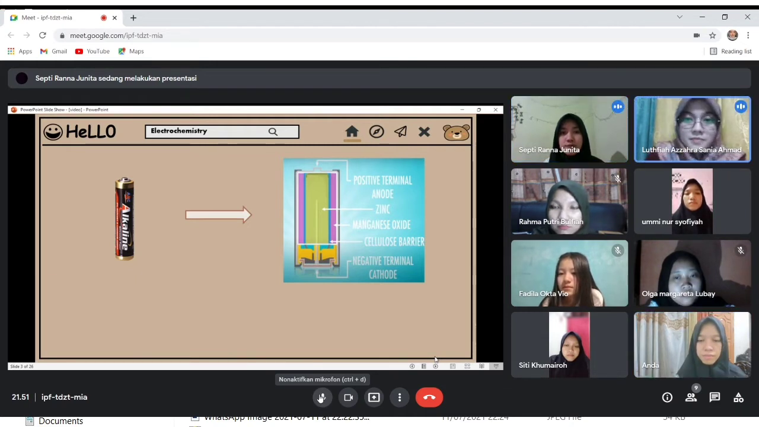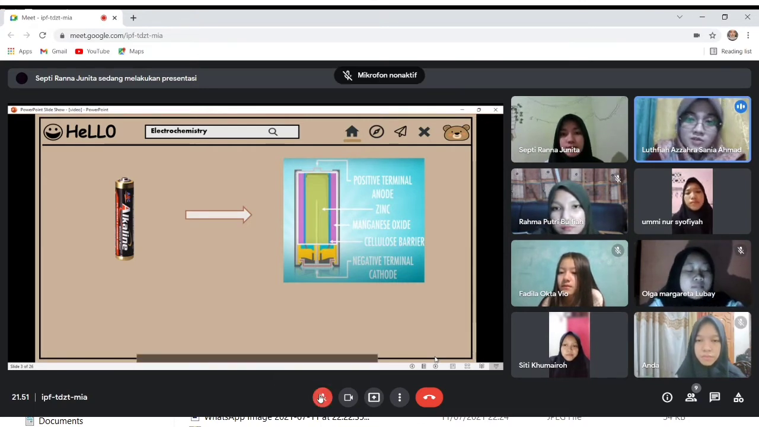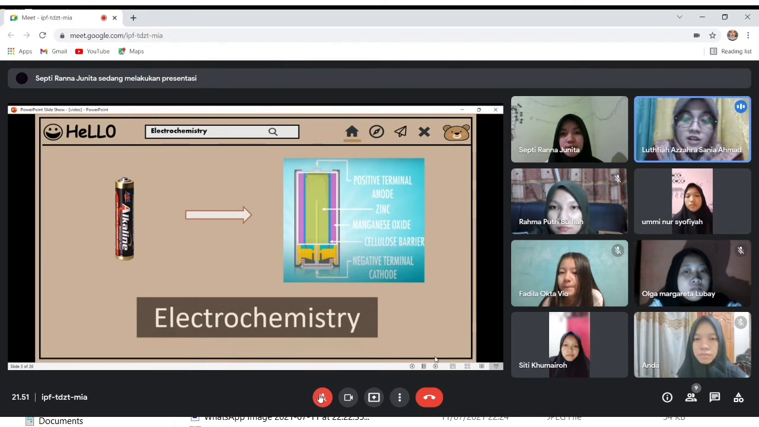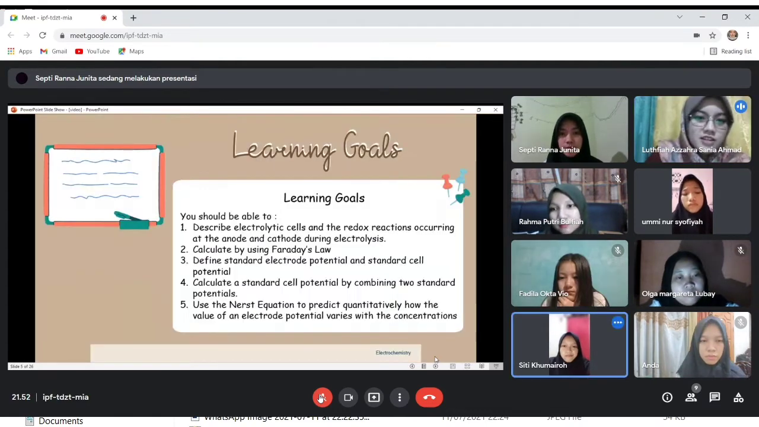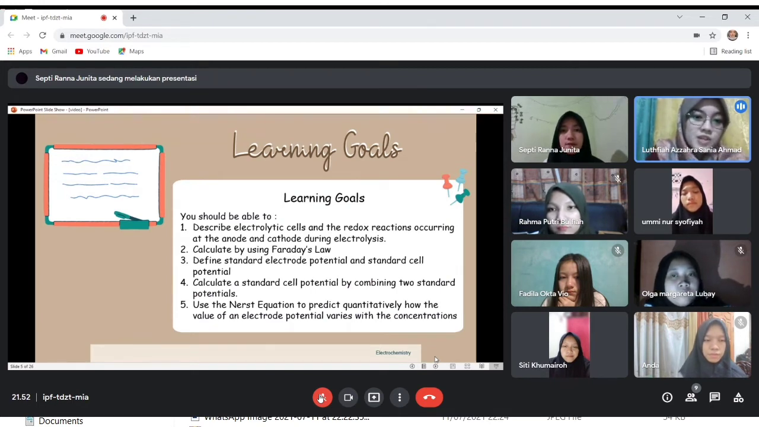Okay, you're right. The kind of chemistry that happens inside of a battery is called electrochemistry, which will be discussed today. Before that, I'll share my PowerPoint here. So there are learning goals. Okay, the learning goals are first, you should be able to describe electrolytic cells and the redox reaction occurring at the anode and cathode during electrolysis.